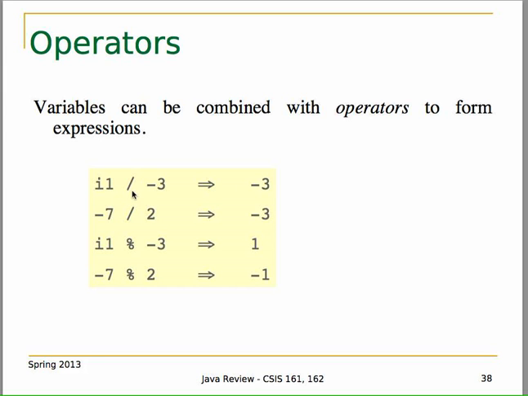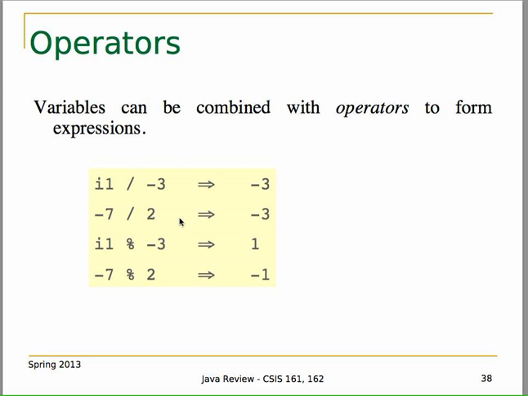Remember that if I1 is 9, 9 divided by -3 will give you -3. If I1 is 10, you will also get -3. I hope that makes sense. If you divide a -7 by a 2, you get -3. So you don't get -3.5 if you divide a -7 by a 2. I'm hoping that will make sense to everyone.